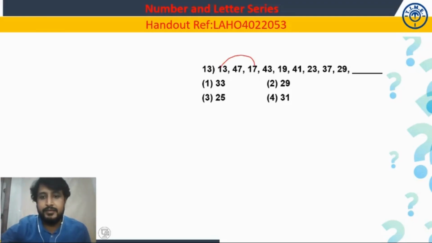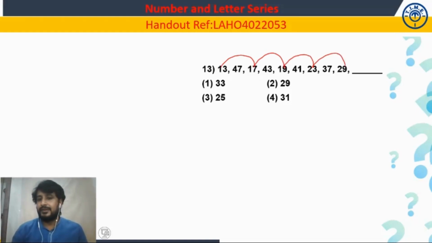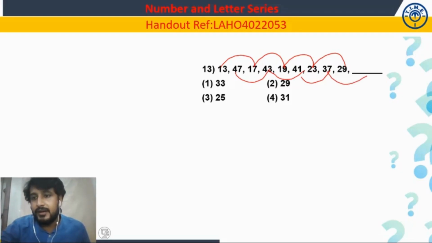Look at that. 13, 17, 19, 23, 29. What are these numbers? Consecutive prime numbers. But anyway, our answer blank space is not related to that. So check the second alternate pair. 47, 43, 41, 37. These numbers are also successive prime numbers in the decreasing order. So what is the next prime number in the decreasing order? 31. Choice 4. Successive prime numbers, and the logic applied is alternate logic.